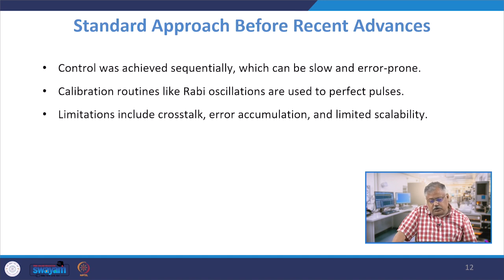The standard approach was that control was done sequentially, one after the other, and therefore it was much slower and prone to error because of the heavy noise associated with it. The calibrations which were initially done were not proper, and finally, if you do the conventional method, there will be large crosstalk, error accumulation, and limited scalability.